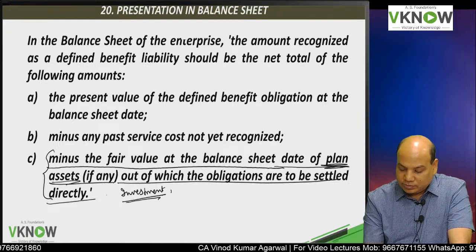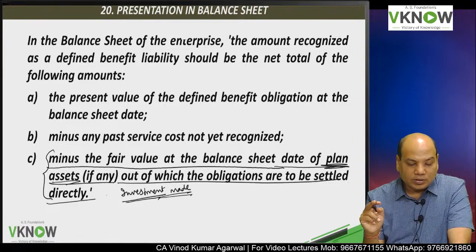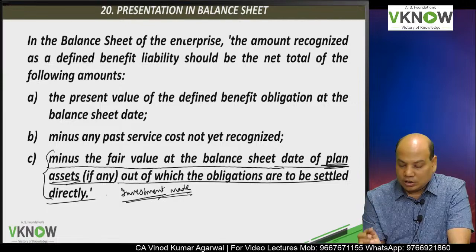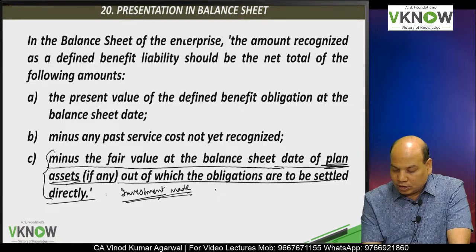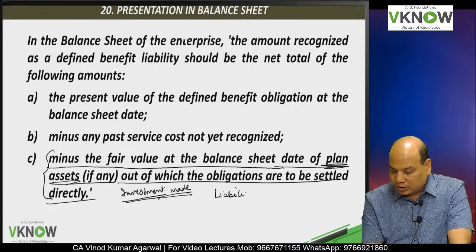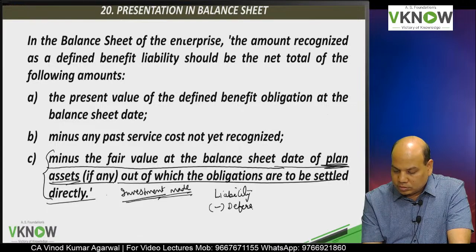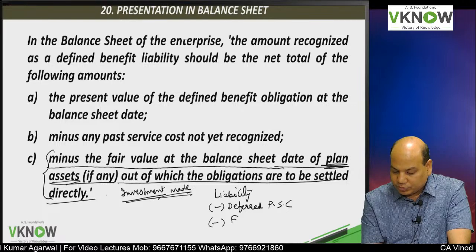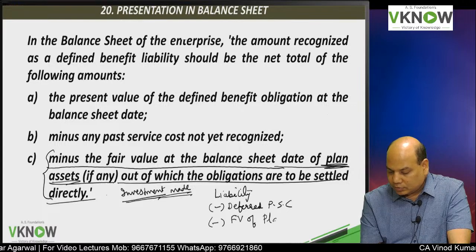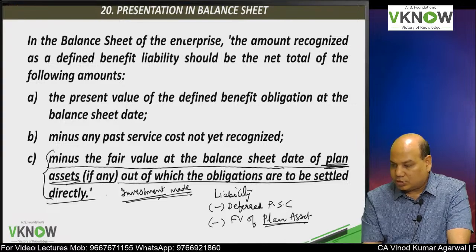Common man will say investments made. So that when the employee will retire, this investment can be used to settle the liability. So my answer is the liability amount will be taken, from that you deduct deferred past service cost, point number B, and deduct plan asset, fair value of plan asset. Fair value means market value. Plan asset means investment that you made.